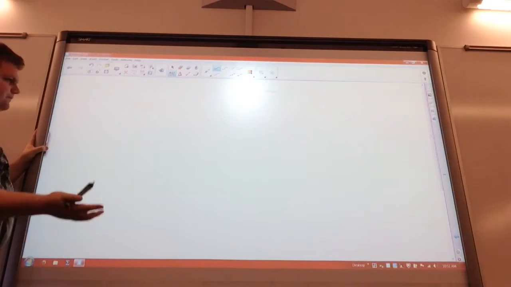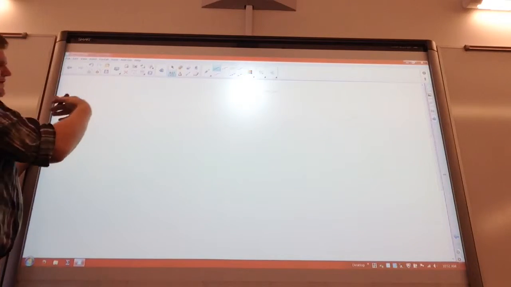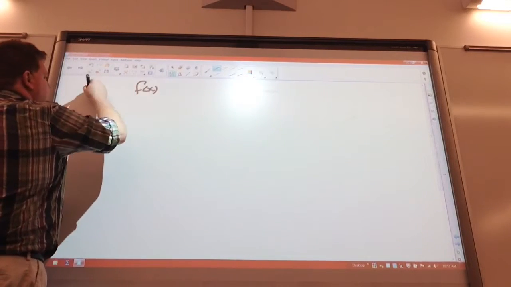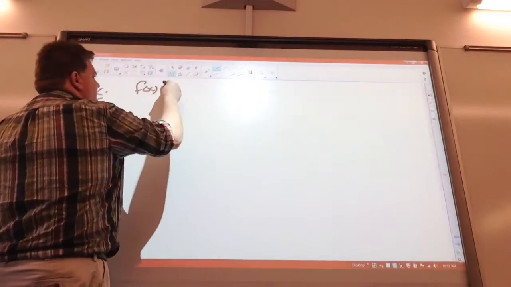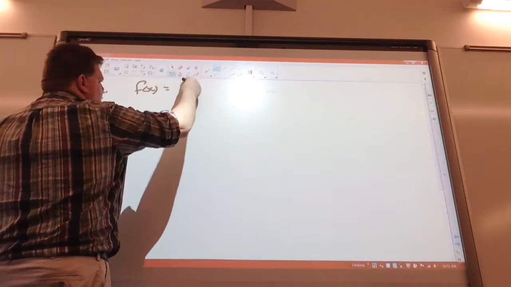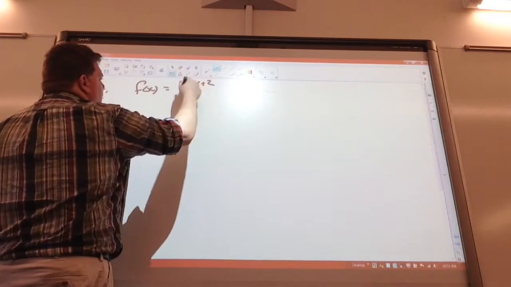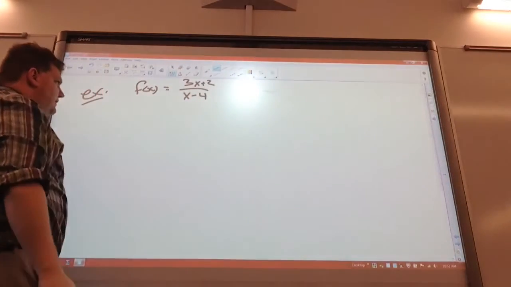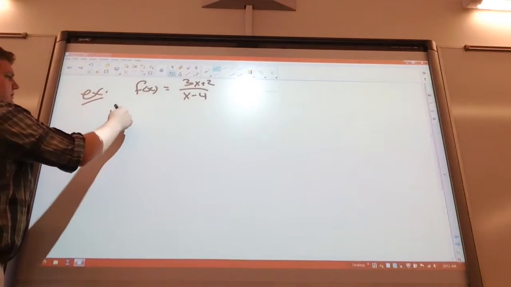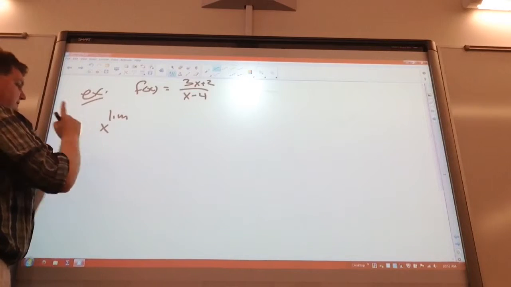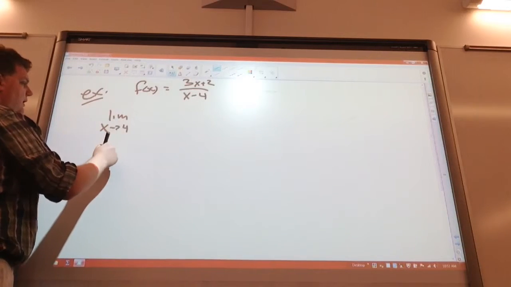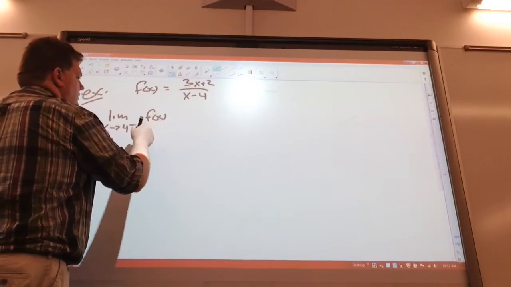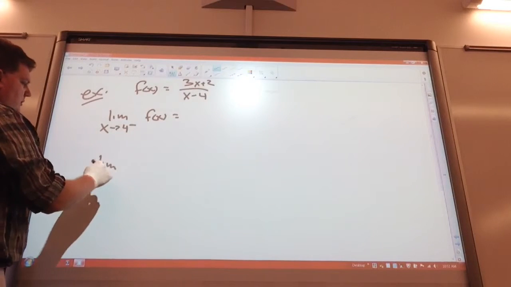So, a classic example of what you would see with a one-sided limit might be something like f of x is equal to 3x plus 2 over x minus 4, okay? And we want the limit. We'll do first the limit from the left. That is the limit as x goes to 4 from below of f of x. And we'll look at it from the right as well.